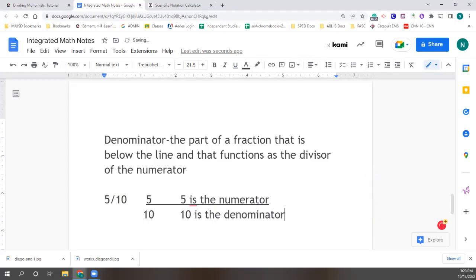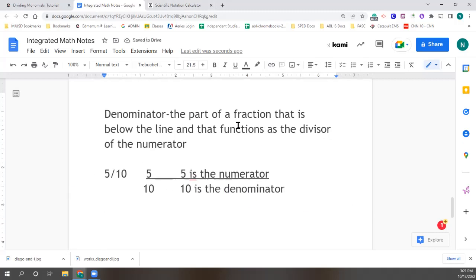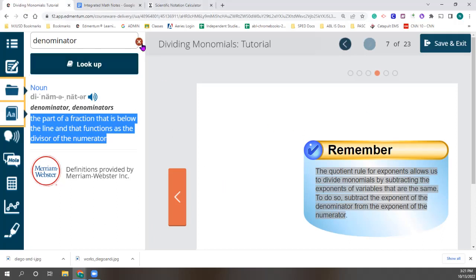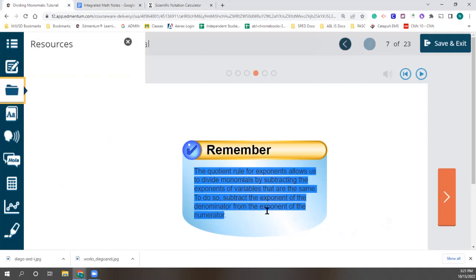A mnemonic device, not demonic device, is a word or a phrase that helps you remember. So the mnemonic device here is: the denominator is down. It's the one on the bottom. This is important because the question might use those terms, and it sure helps to understand as we go along. If you are working on a tutorial and you don't understand part of these, then you have to take the time to look it up.